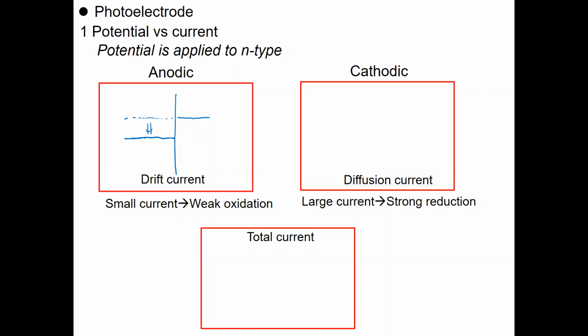And due to this downward shift, the original band is highly bent. Actually, this bending of the band is called band bending. Okay, so this is when the positive anodic potential was applied.